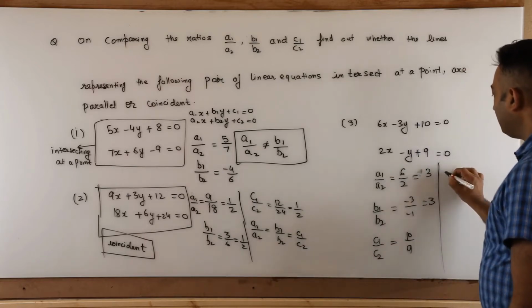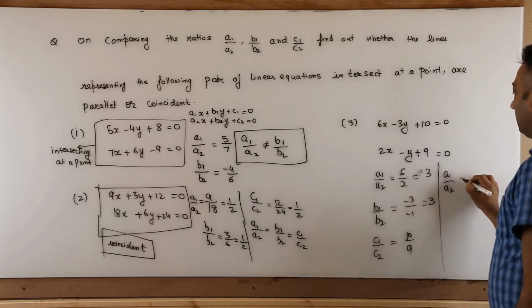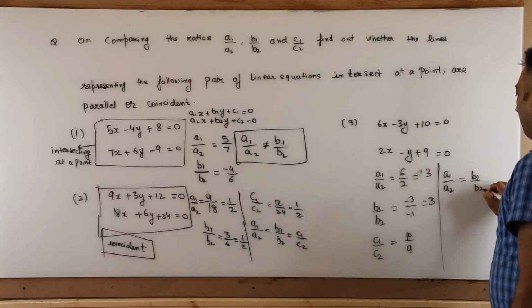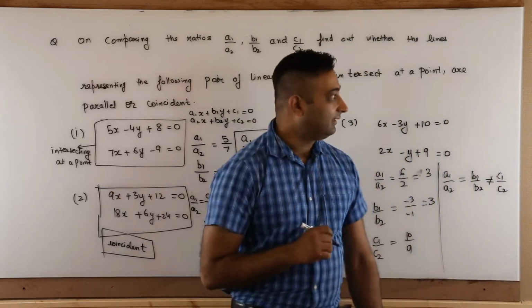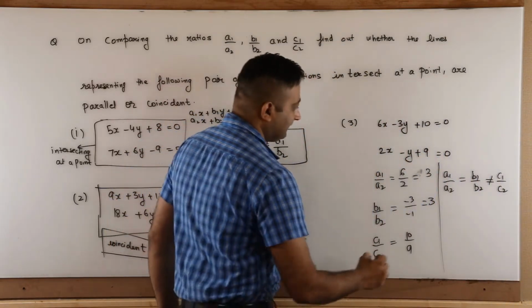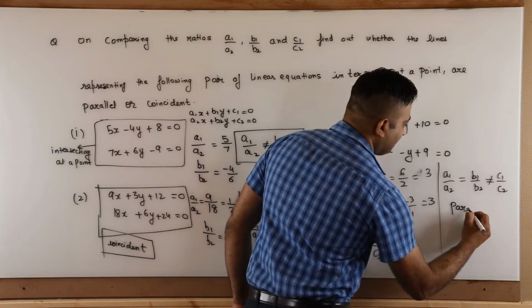That means we can easily see that A1 by A2 is equal to B1 by B2, but it is not equal to C1 by C2. That means these lines are parallel. So we will write these as parallel lines.